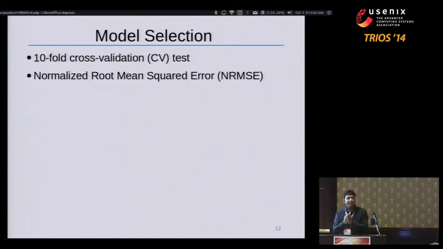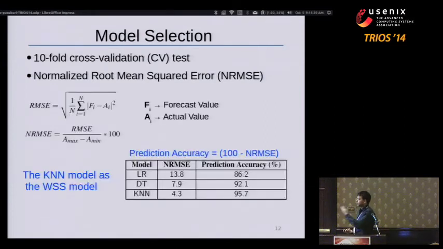So we divide the 80 data point set into 10 parts, and the function approximator is trained on all the partitions except the one partition, which is predicted. We predict the remaining partition. And we used normalized root mean squared error for measuring the prediction accuracy.